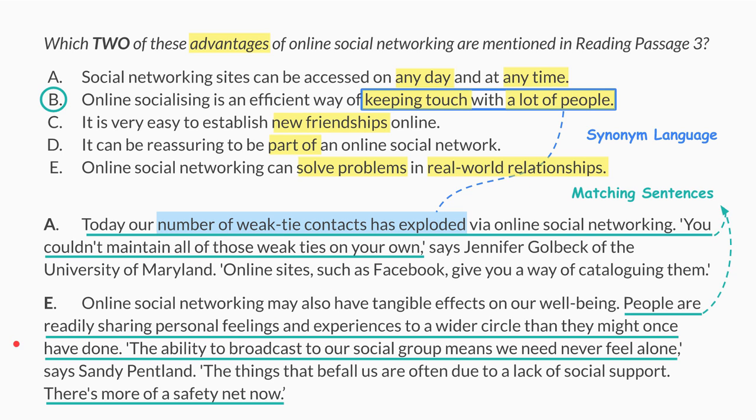So let's see if I can find any keywords or any synonym language from these answer choices. What I see over here is it says we need never feel alone. We don't have to feel lonely anymore. Well, that is synonym language for this part over here: it can be reassuring to be part of an online social network. When something is reassuring, it means that you feel safer. You don't feel alone because there are other people there to comfort you, to support you. So that is synonym language. And the correct answer is going to be D. So those are our two correct answer choices, B and D.